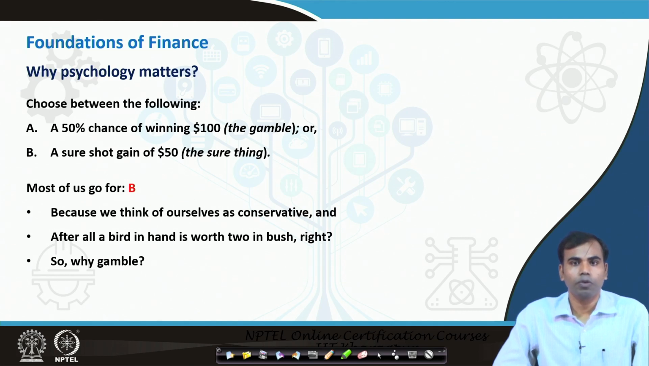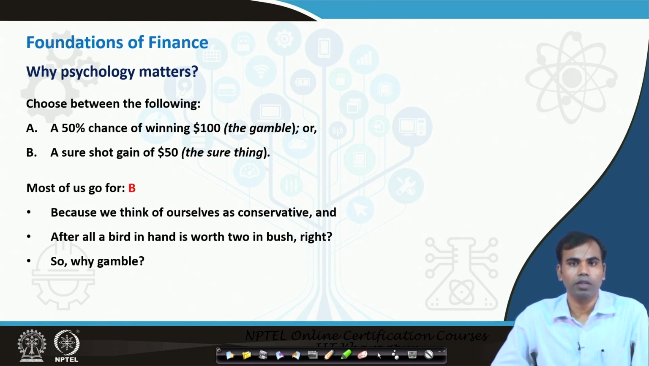Most of us go for B. If you try to understand why, it is because we are risk averse, which means we are conservative, and it is a very general tendency that a bird in hand is better than two in the bush. So, why should we gamble? This is the reason why we choose a sure shot gain of $50 instead of a 50% chance of winning $100.